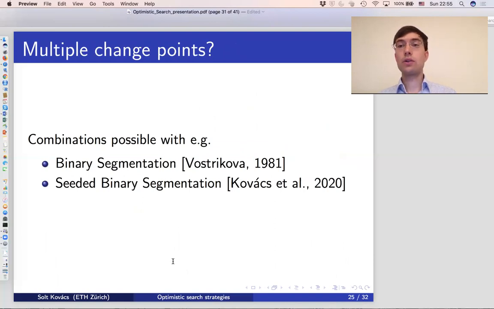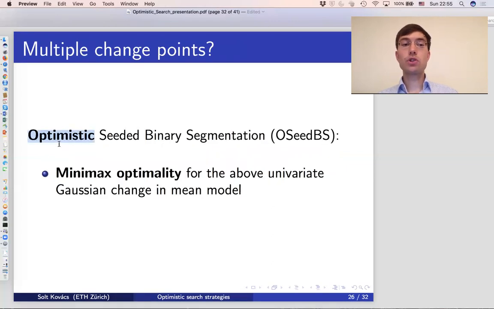And the question now is what to do with multiple change points. And here we can rely on many techniques, such as binary segmentation, or our own proposal of earlier this year, seeded binary segmentation. So this seeded binary segmentation is similar to wild binary segmentation that many of you may know, but it's considerably faster than wild binary segmentation. And this optimistic version thereof is even faster. And what we obtain is even minimax optimality for multiple change point cases.